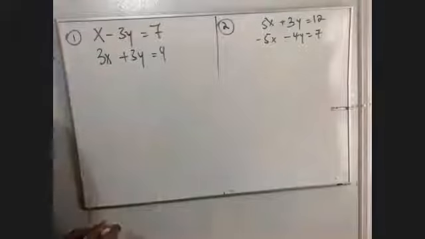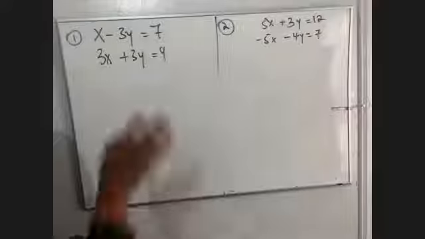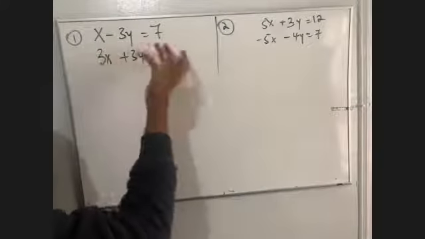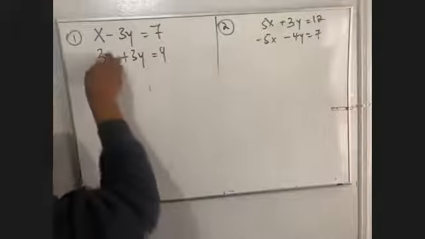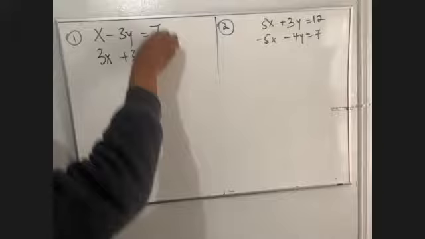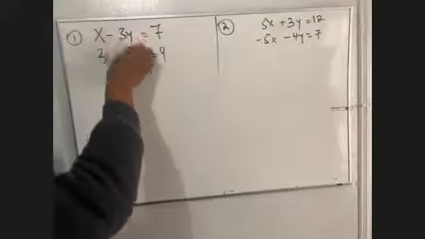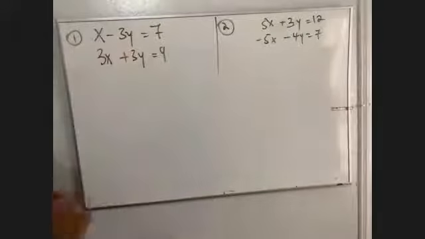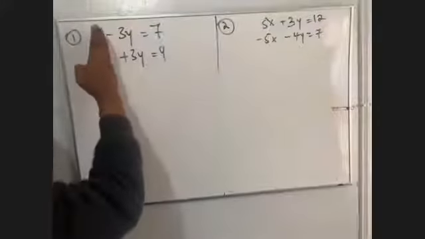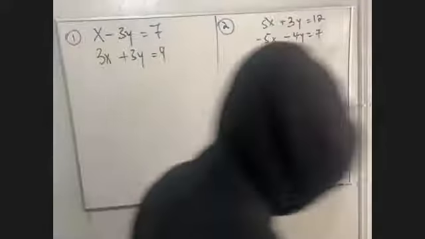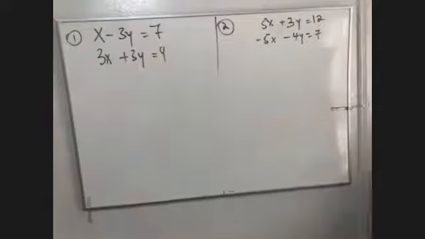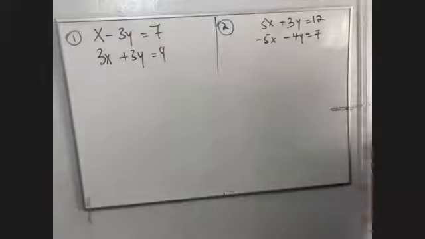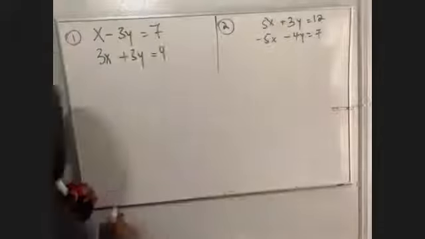So now, before you eliminate, think of something you want to eliminate. You eliminate variables, you don't eliminate numbers. So you want to eliminate variables, either x or y. Now, between x and y, which one do you think you can eliminate? Before I explain this to you, which one do you think you can eliminate?